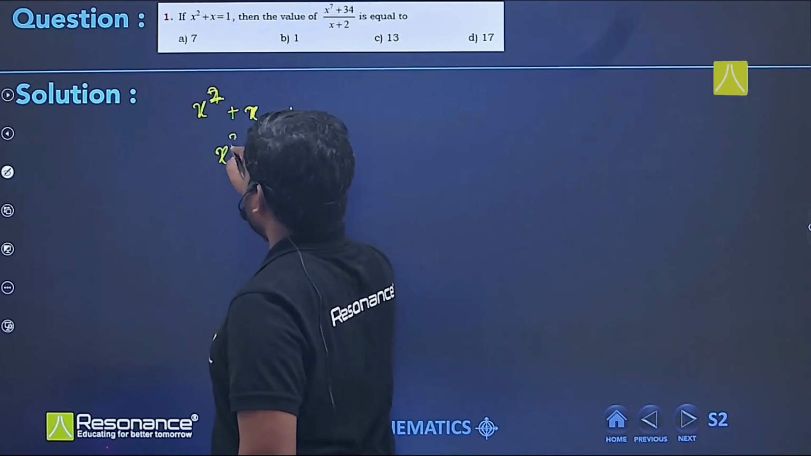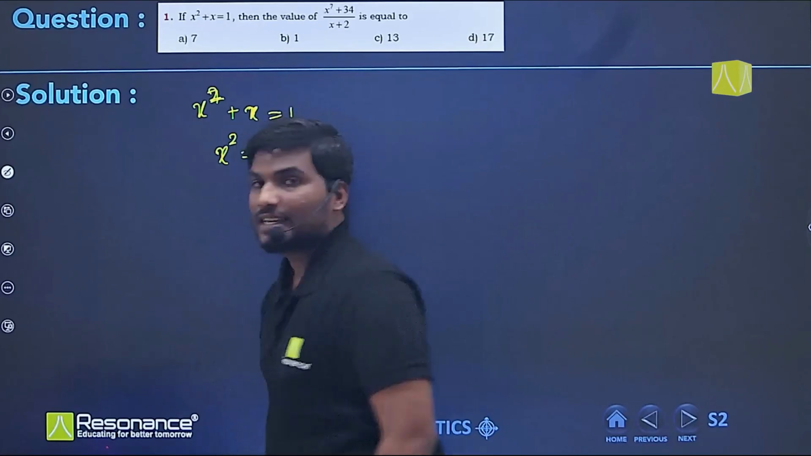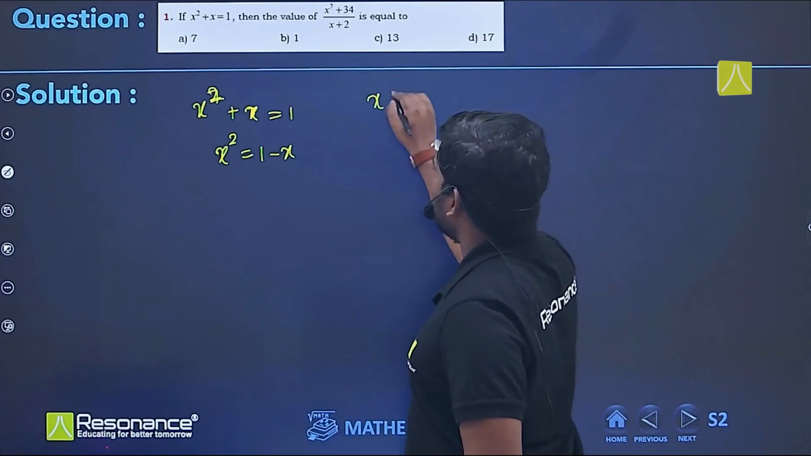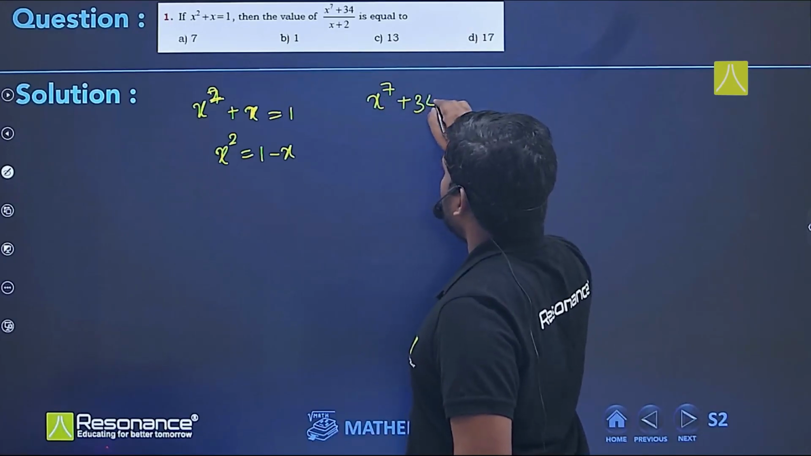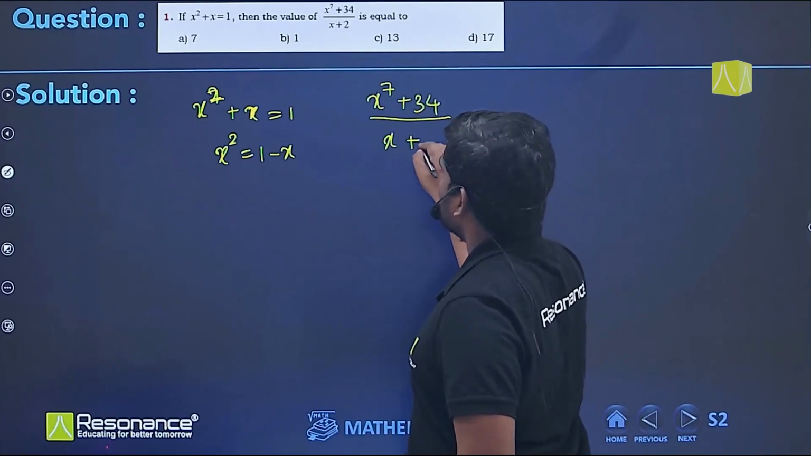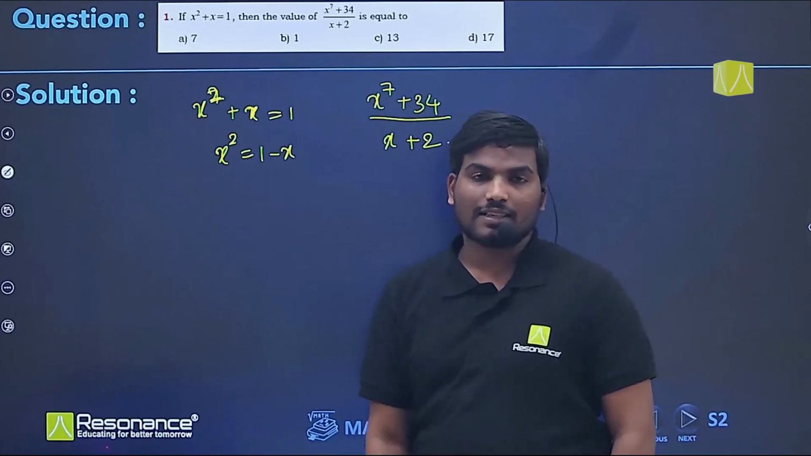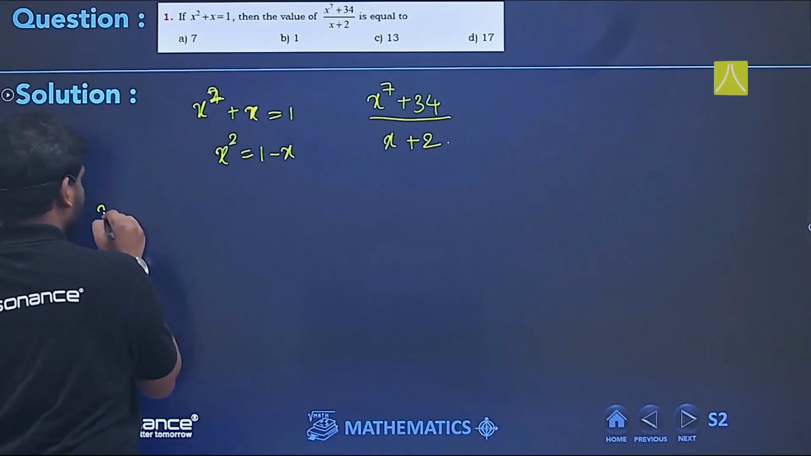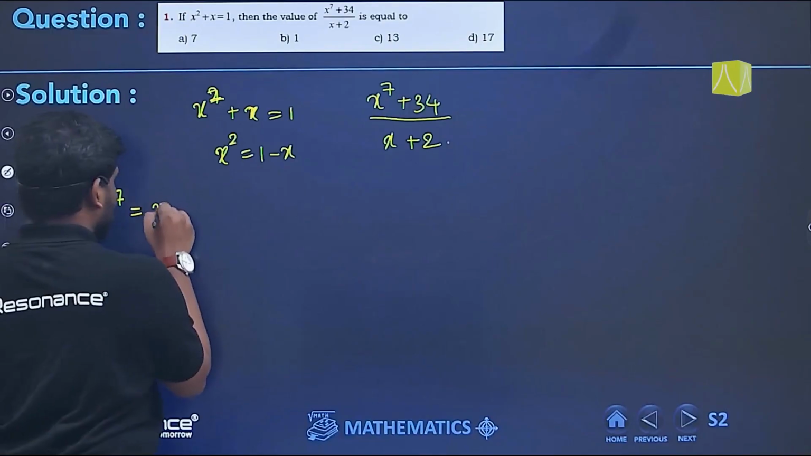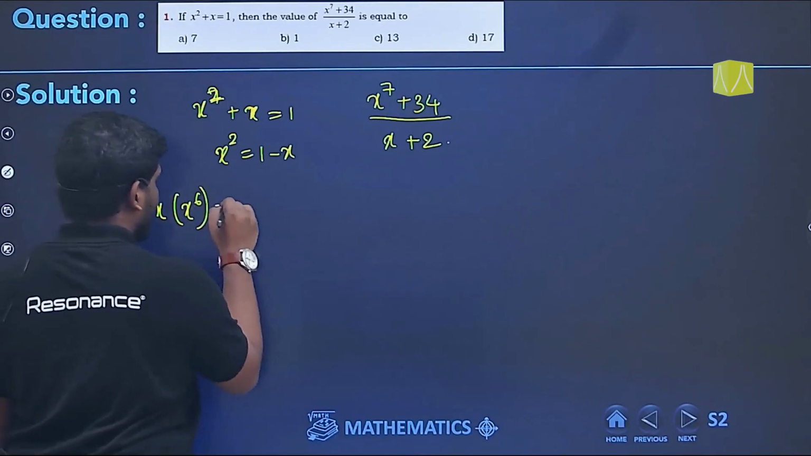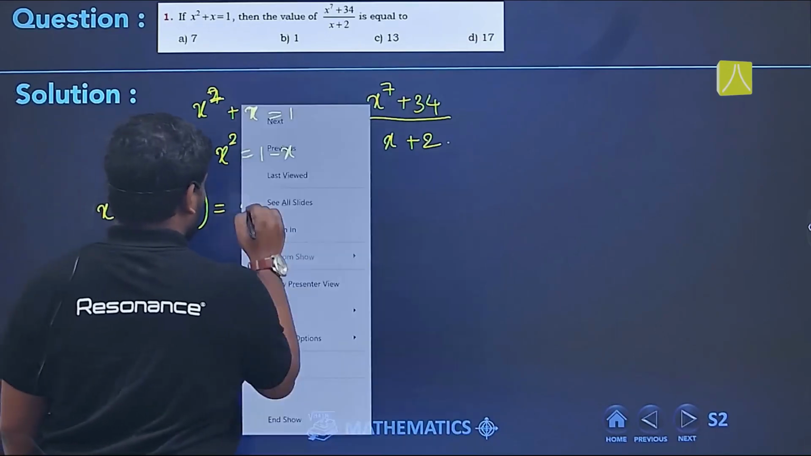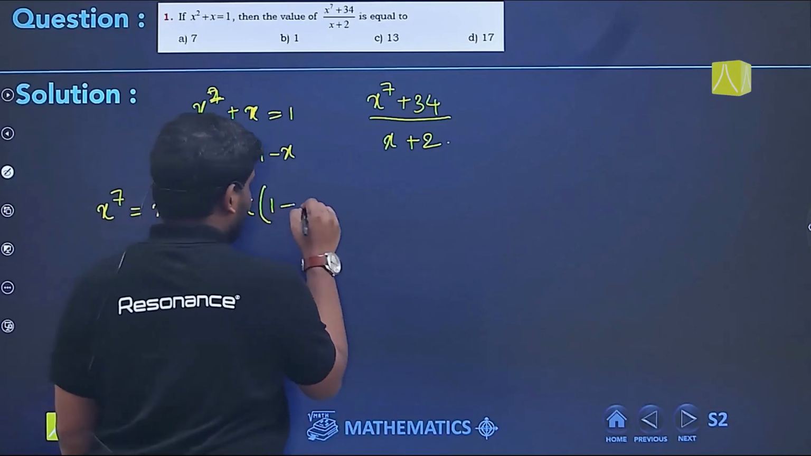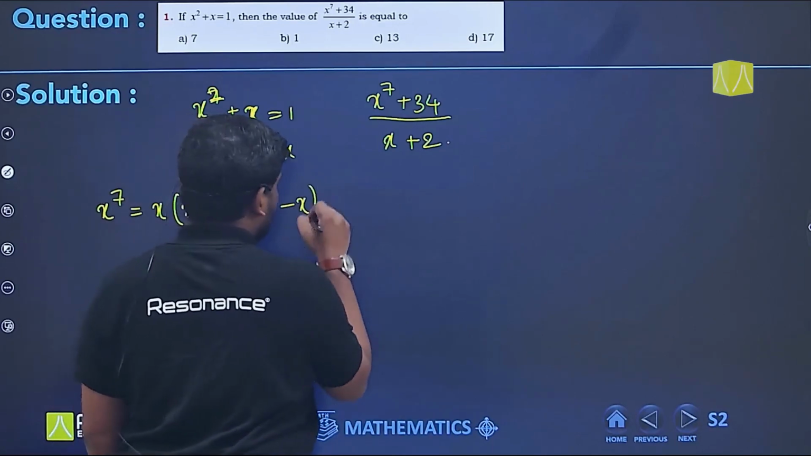So x square becomes what? 1 minus x. Now they asked us to find the value of x power 7 plus 34 by x plus 2. Now how do we solve this? It is pretty simple. Reduce x power 7 to its lowest terms. X power 7 is x into x power 6. Now x power 6 is x square whole cube, right? Now 1 minus x whole cube.